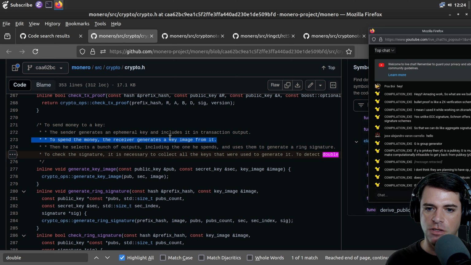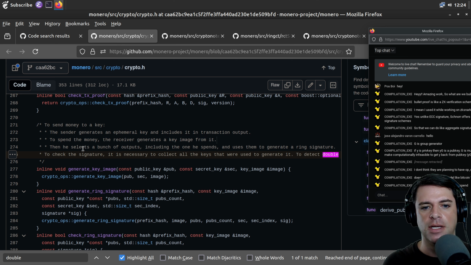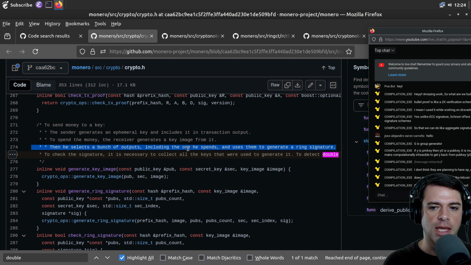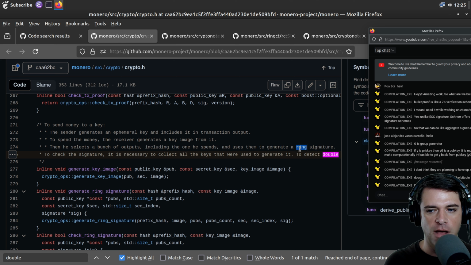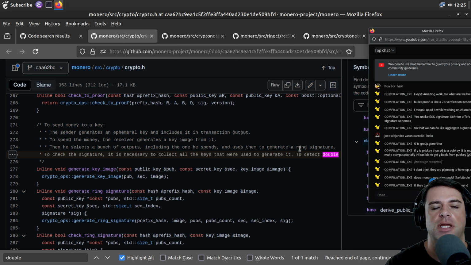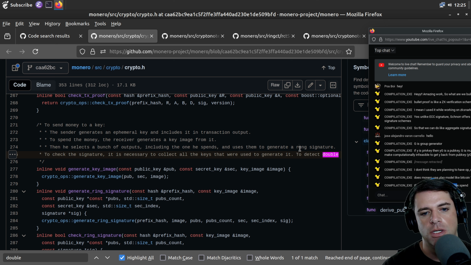To spend the money, the receiver generates a key image from it. I guess we used to be the receiver and now we're spending it, so now we're the sender is maybe how to interpret that. Then he selects a bunch of outputs, including the one he spends, and uses them to generate a ring signature. So are the rest decoys of the outputs? I had thought maybe that the ring signatures were used to hide who had sent the transaction, but I guess they're being used to hide which output the transaction is coming from.